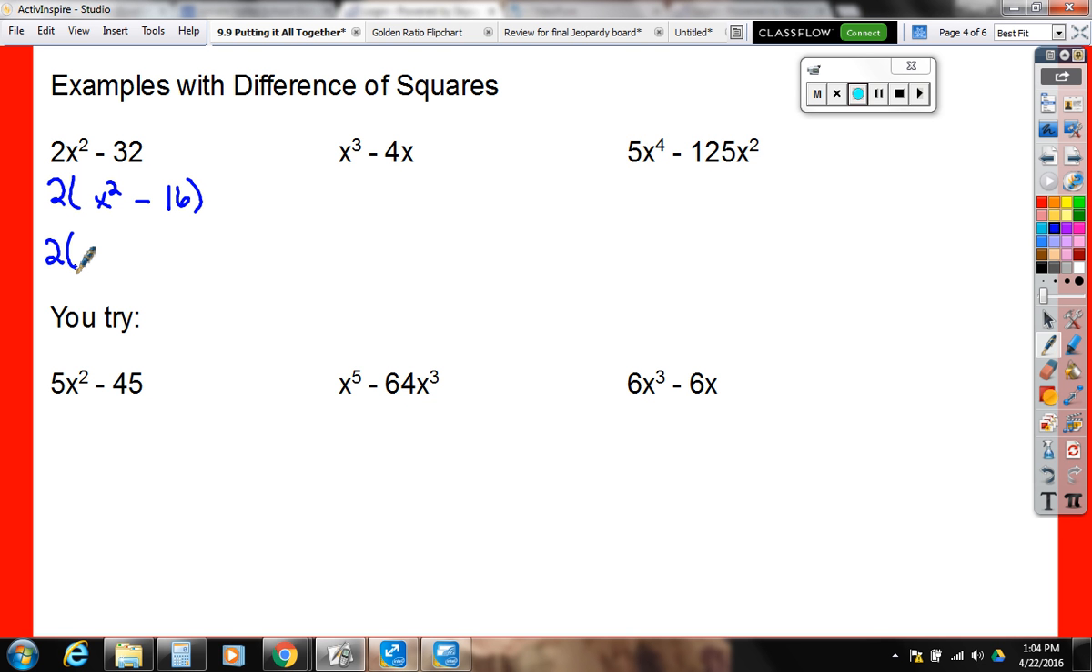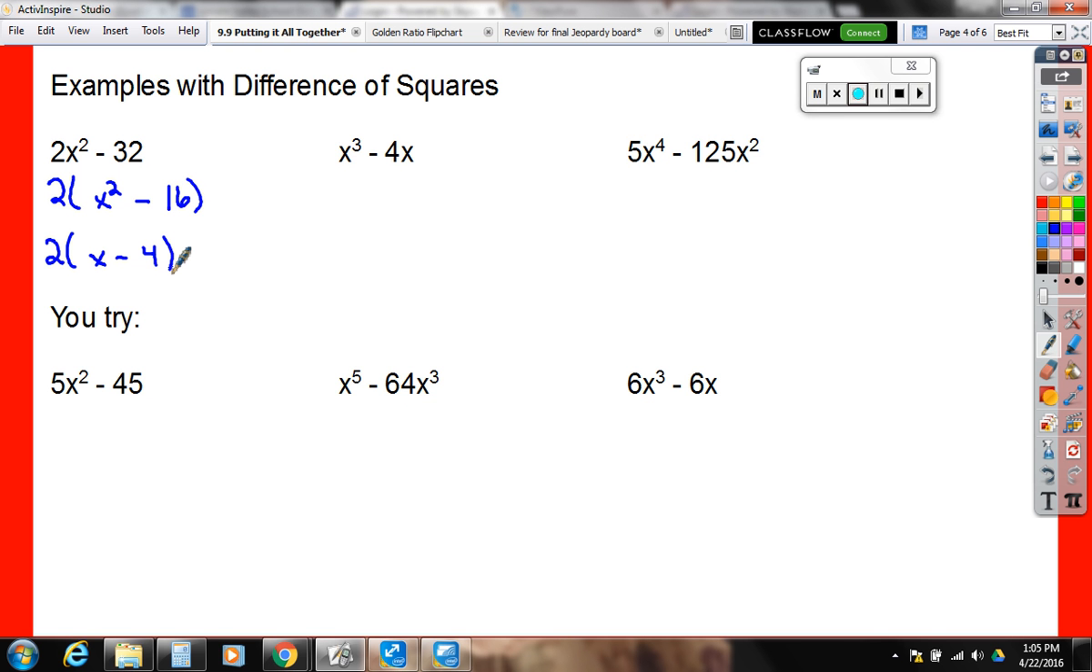The square root of x squared is x, and the square root of 16 is 4. So with a difference of squares, we have x minus 4, and what's the other factor?